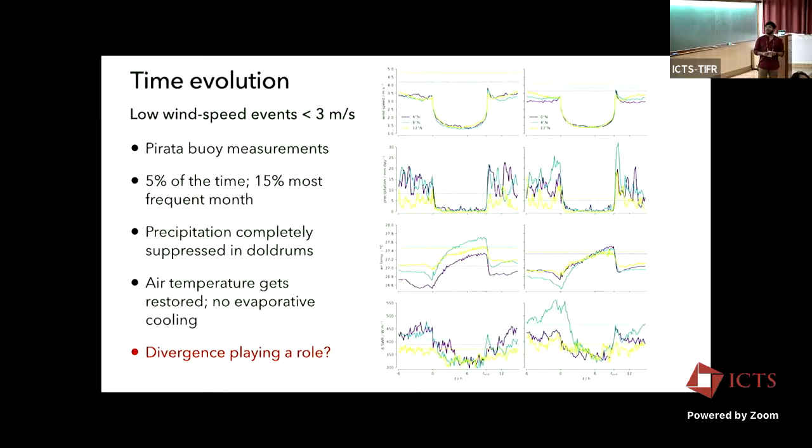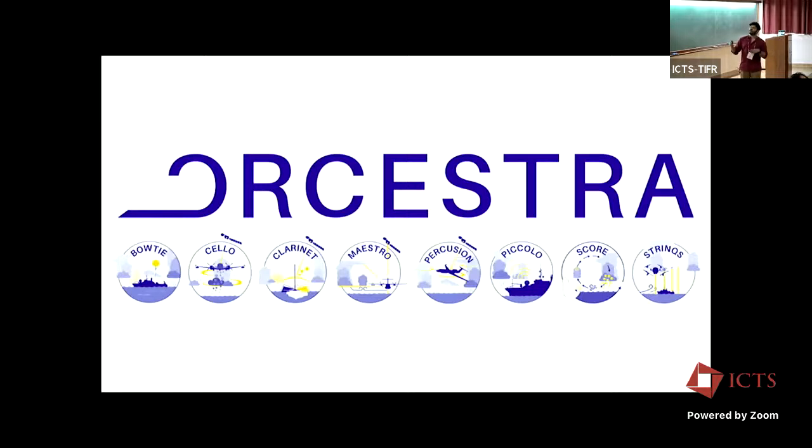So there was a field campaign called Orchestra. There were multiple sub-campaigns, but Percussion was the sub-campaign that looked at this. They flew the circles again, like I was explaining earlier, to check if the low wind speed events are actually correlated with divergence or not. But this is not pedagogy. This is very ongoing research, so I won't talk about any of that.